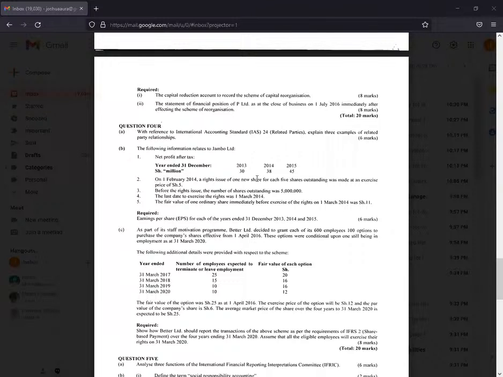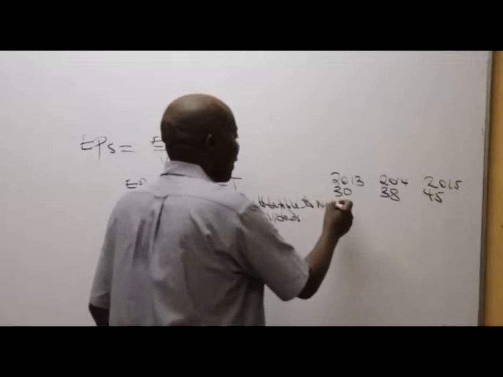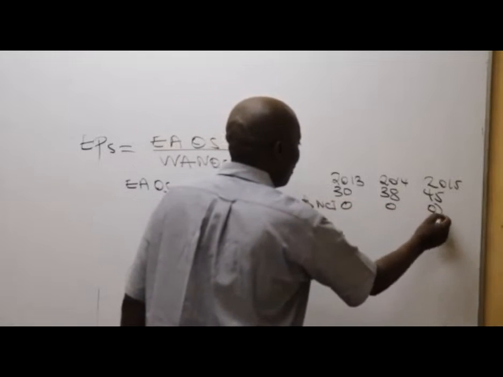Do we have non-controlling interest here? Hakuna, si ni kweli? Hakuna. So for non-controlling interest, you come straight away. These are low-hanging fruits. You put 0, 0, 0, like that.